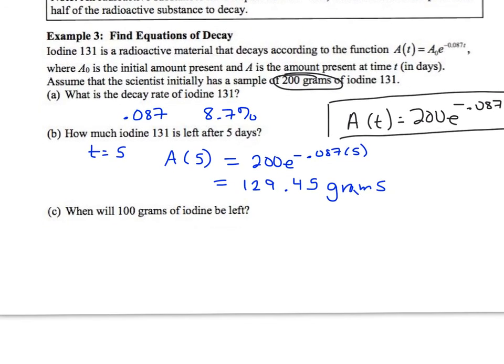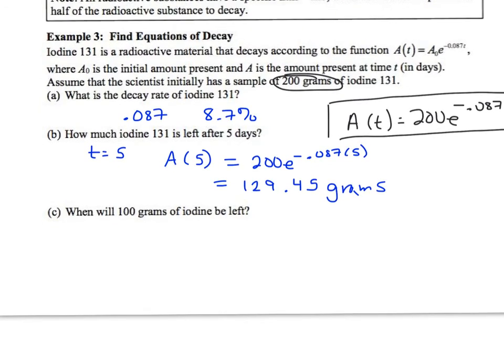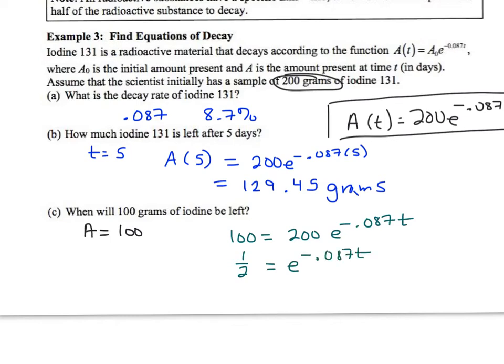Okay, our last one says, when will 100 grams of iodine be left? So again, just like the growth problems, we're essentially saying in this case, when was our amount going to be 100 grams? So if I plug that into the equation, we have 100 equals 200 e to the negative 0.087 t. So I'll divide by 200. 100 divided by 200 is 1/2 equals e to the negative 0.087 t. I'll take the natural log of both sides, or switch it to log form, whatever you want to think of it as. So we get the log of 1/2 equals negative 0.087 t.